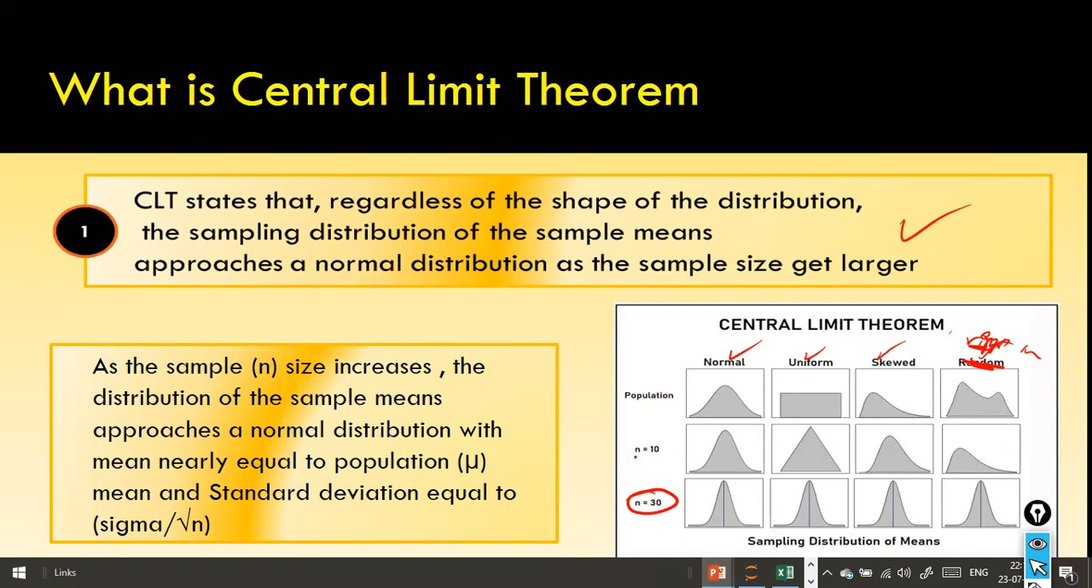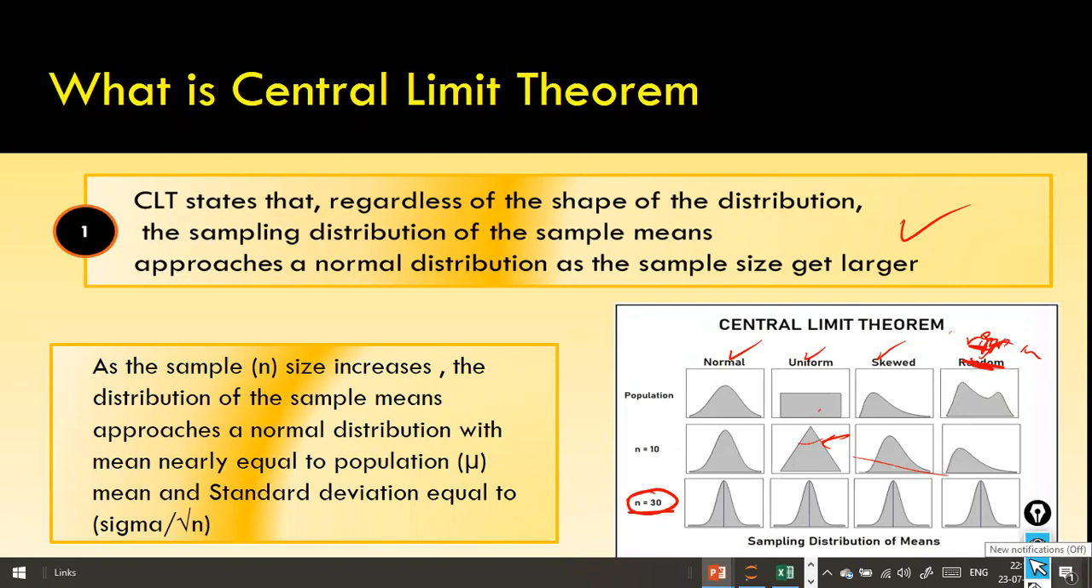But when you draw samples of size 10, irrespective of the shape of your population distribution, you will find something like this. Look here, it is not showing anything good. It's something like a triangle. But when you draw samples somewhat close to 30, irrespective of the type of your population's distribution, it becomes approximately normally distributed.